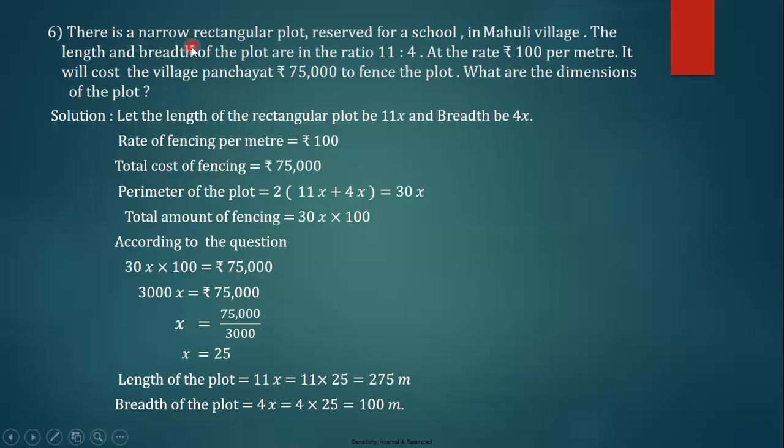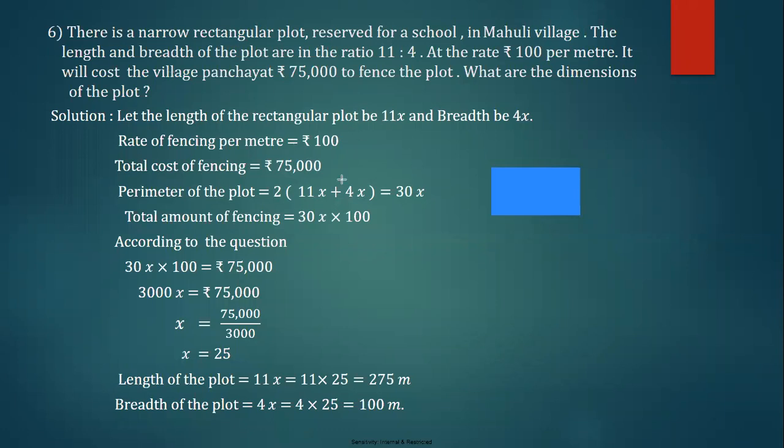Next question. There is a narrow rectangular plot reserved for a school in a village. The length and breadth of the plot are in the ratio 11:4. At the rate of rupees 100 per meter, it will cost the village panchayat rupees 75,000 to fence the plot. What are the dimensions of the plot? So here we have to calculate the dimensions of the plot.